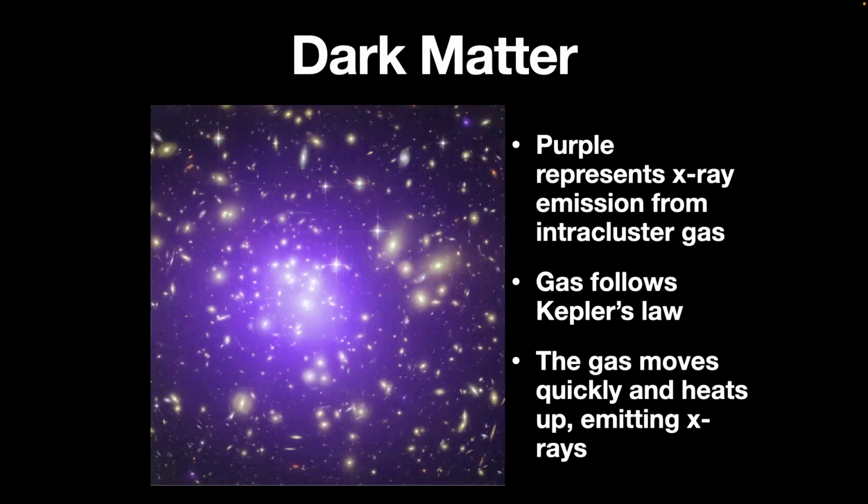And so we can use X-ray emission in this way to figure out how much mass is in the galaxy cluster. Compare that with how much mass we think is in normal luminous matter. The difference then would be dark matter.